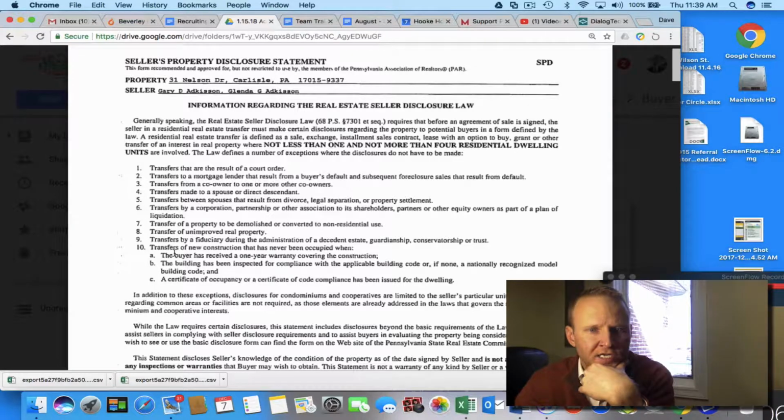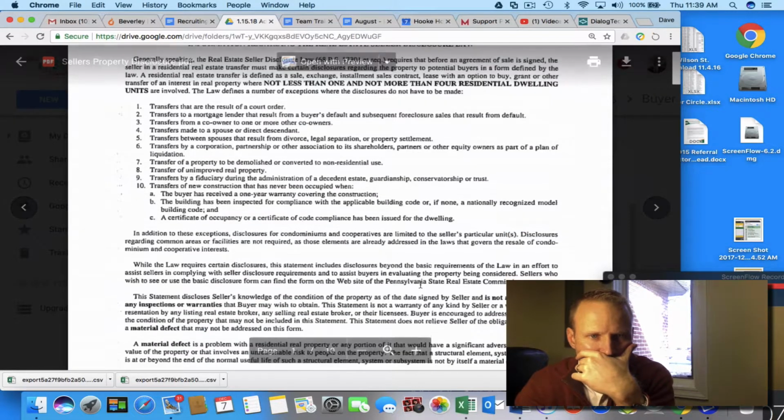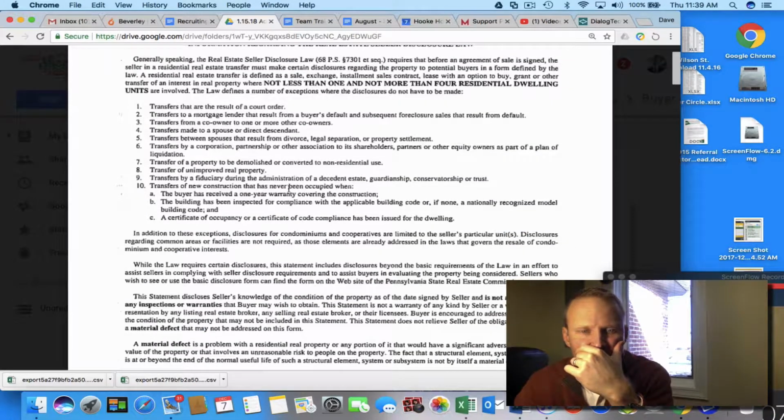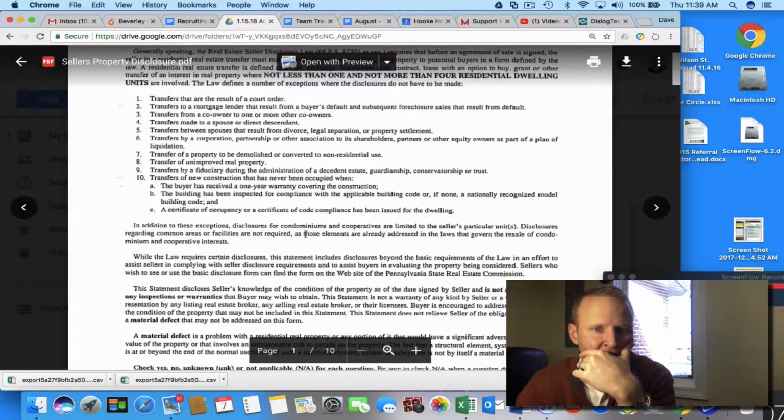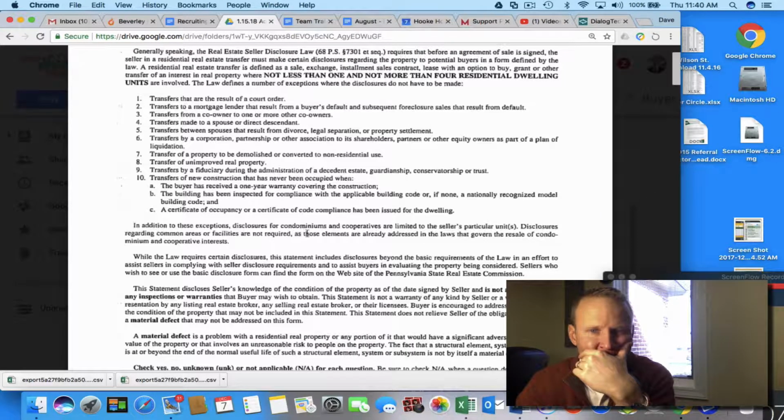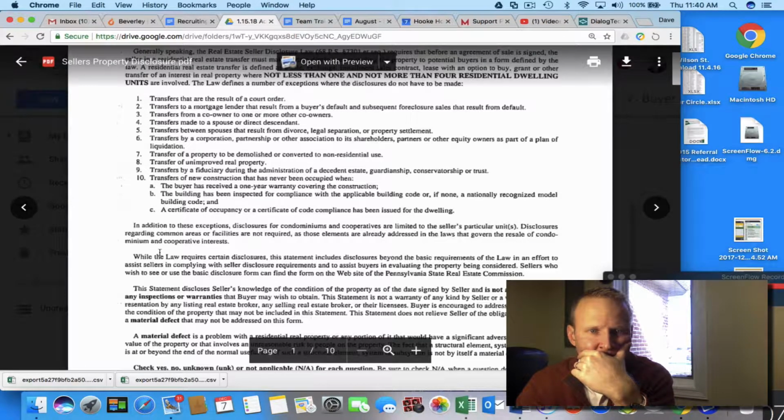So if there's an executor in an estate, they're exempt. Transfers of new construction that has never been occupied if the buyer gets the standard warranty from the builder, the building has been inspected for compliance with applicable code, and a certificate of occupancy or certificate of code compliance has been issued for the dwelling. In addition to these exceptions, disclosures for condominiums and cooperatives are limited to the seller's particular unit. So in a condominium, it's just the interior of the unit. It's not the elevator shaft.